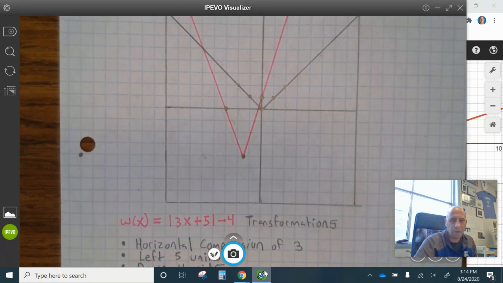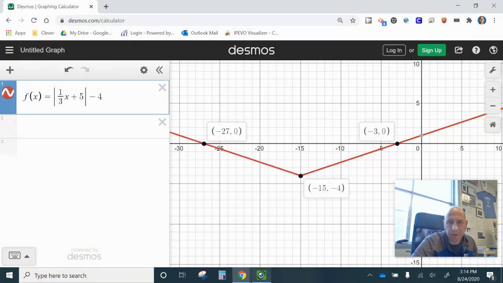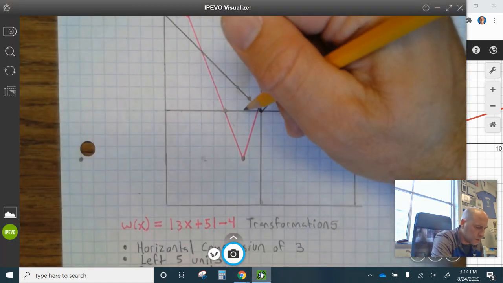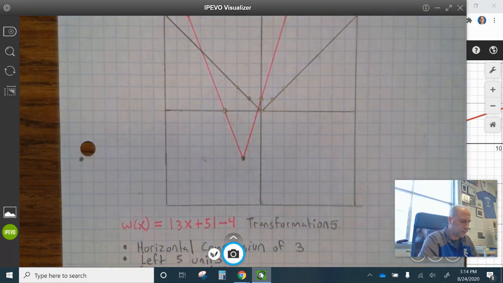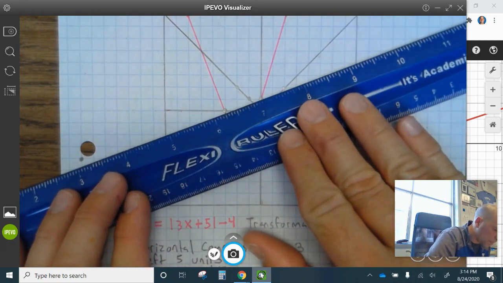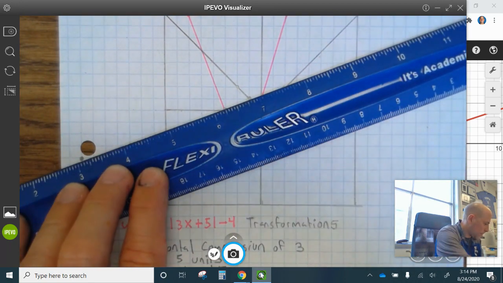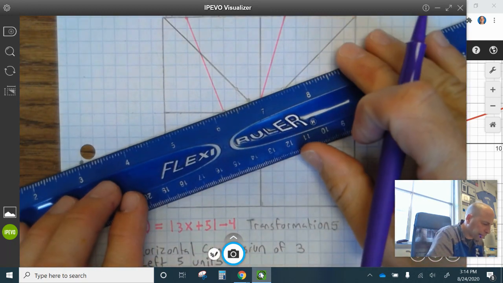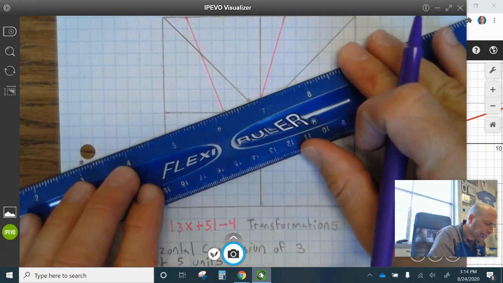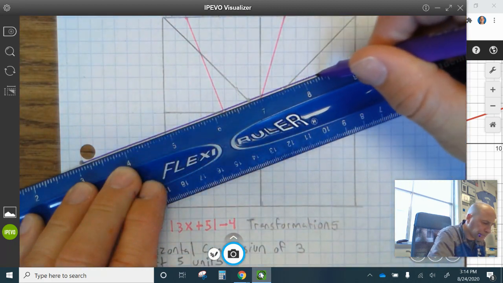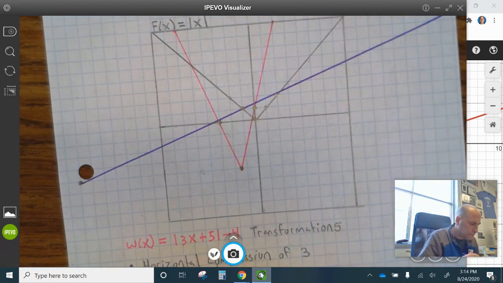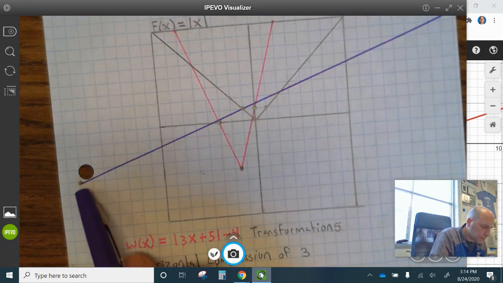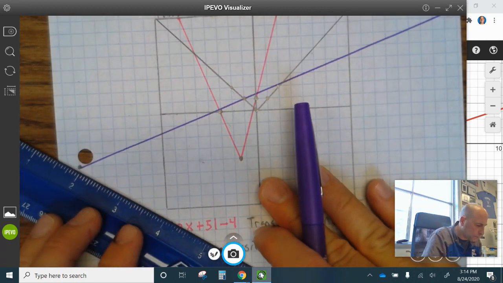And then, let's see, -3, 0. -1, 2, -3, 0. That point works. Now, looks like we're just going to have to approximate this.